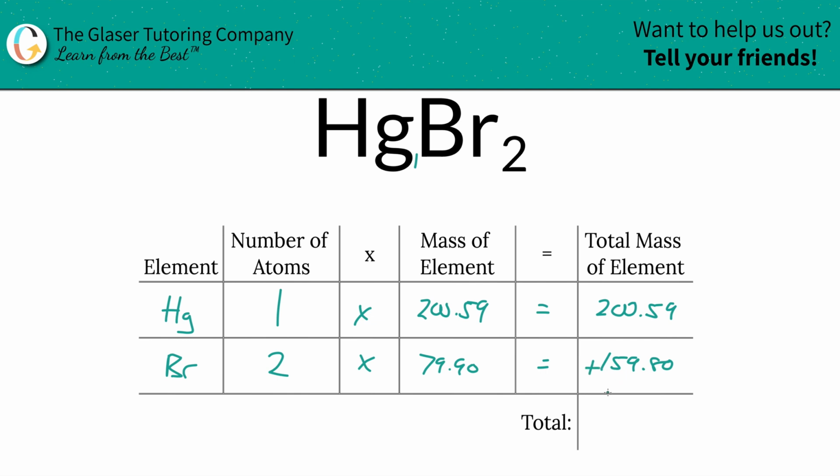159.80. To find the total mass of the entire compound, all you've got to do is add up the total mass of each element. See how nice and simple that is? So this is then 360.39. And there it is. That was the first step of the process, finding the total mass.